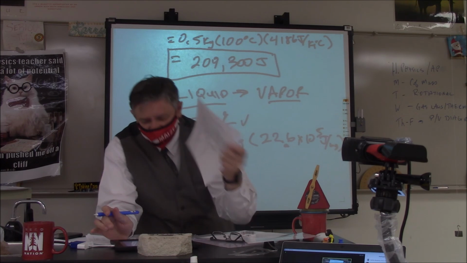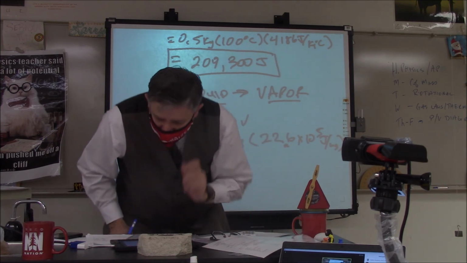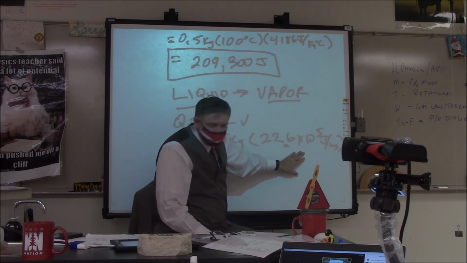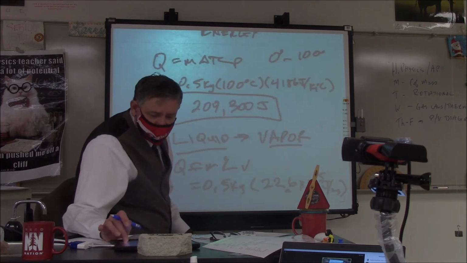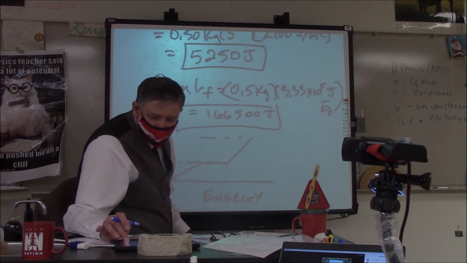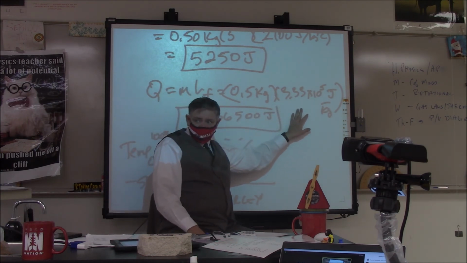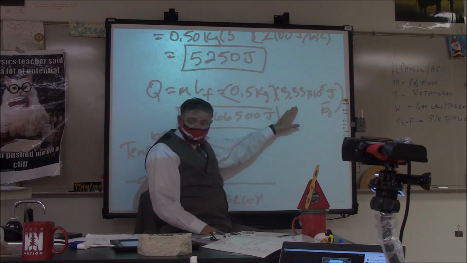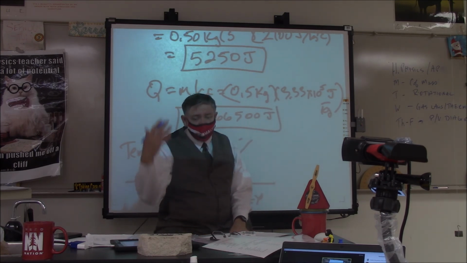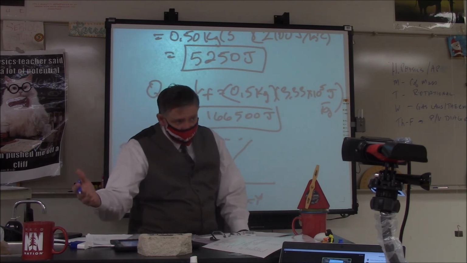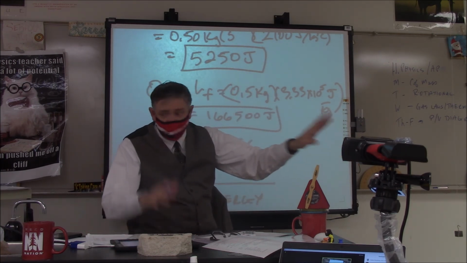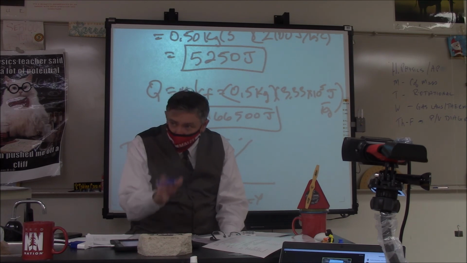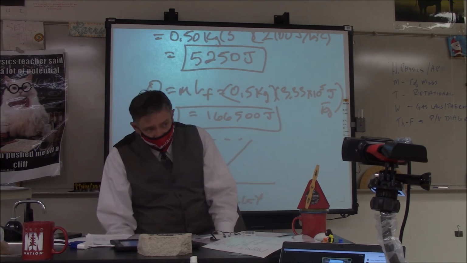Now, I want you to look at this. To boil water, this is like 22.6 times 10 to the 5th, okay? To melt ice, that was 3.33 times 10 to the 5th. So if you compare 22.6 times 10 to the 5th to 3.33 times 10 to the 5th, it takes a lot more energy to boil water than it does to melt ice, by like a factor of 10. So it's much more energy intensive to boil water than to melt ice, okay?